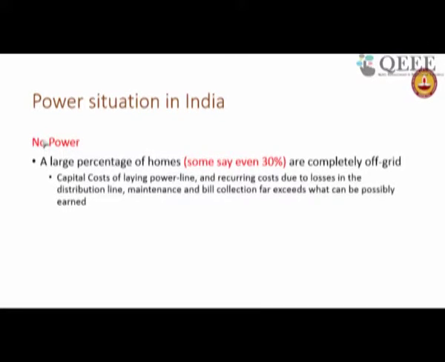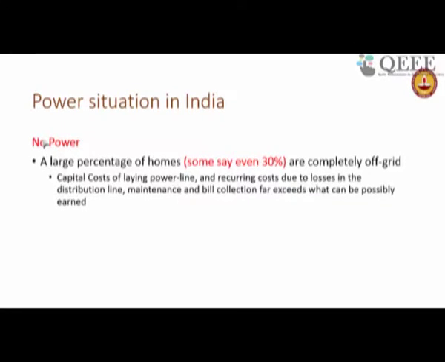And basically what we have found, particularly while working in Rajasthan, is that the capital cost of laying a line all the way from the power station, the substation, to the home requires a certain capital expenditure, and that capital expenditure needs to be depreciated, and the interest cost has to be taken into account. Then you need to take into account the maintenance cost, the recurring cost. Recurring cost includes maintenance cost.